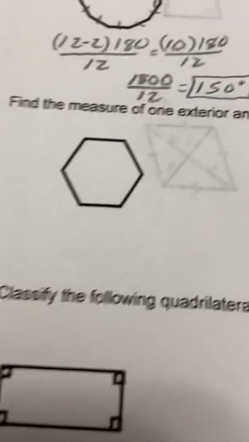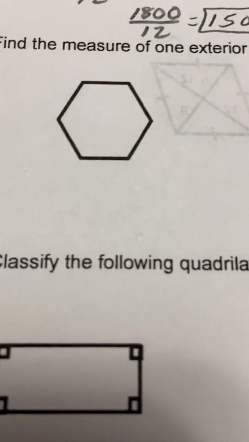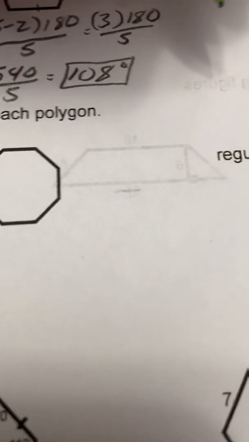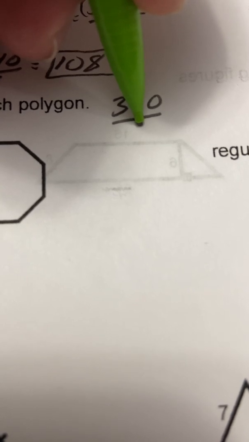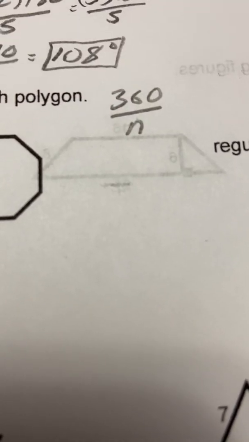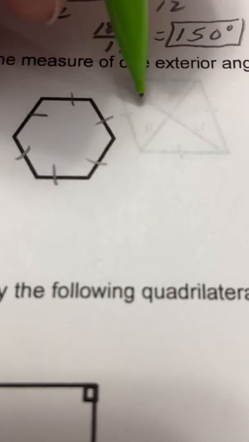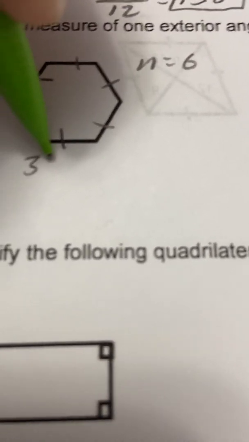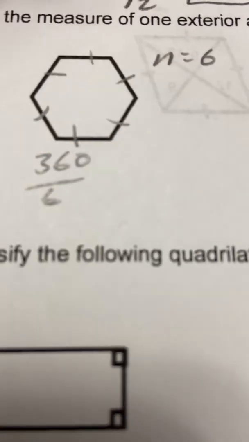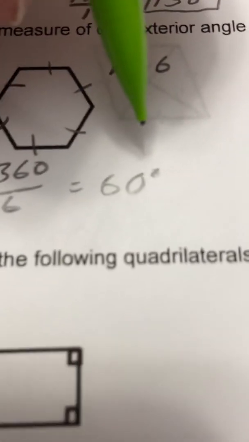Okay. So next section, find the measure of one exterior angle for each polygon. So exterior angles are actually pretty simple, right? If it's a polygon, all the exterior angles add up to 360. So if I'm finding one of those, 360 divided by n is the formula I'm going to use here. So count the sides, 1, 2, 3, 4, 5, 6, n equals 6. So that's just going to be 360 divided by 6, which is going to give us 60 degrees.